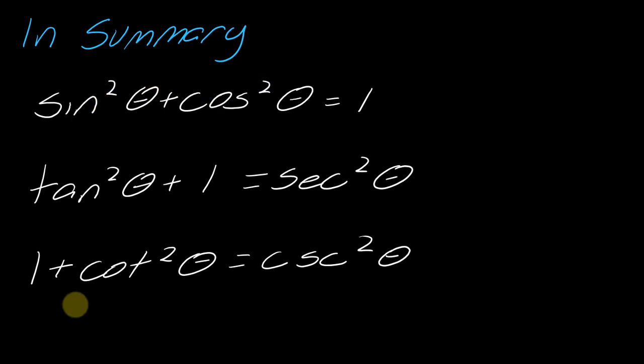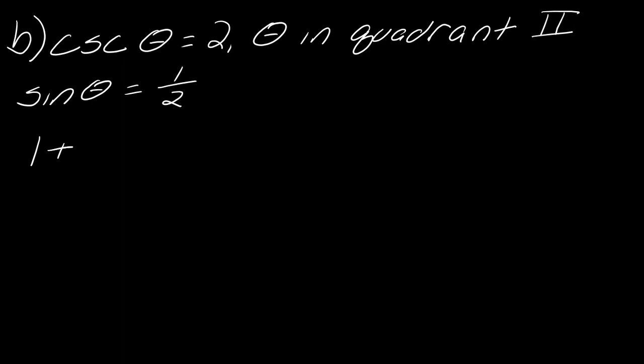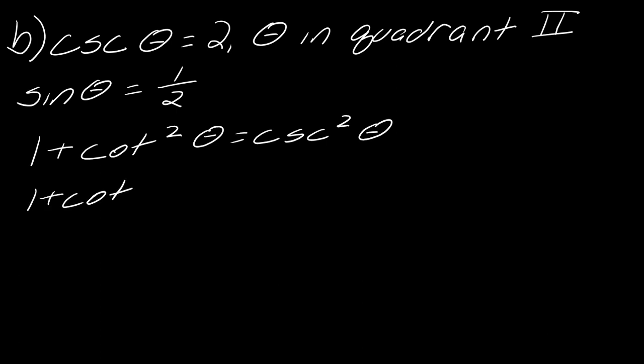So instead, what I'm going to use is this property here. So 1 plus cotangent squared theta equals cosecant squared theta. And so now I can just plug that in and I can figure out some other information in this case.